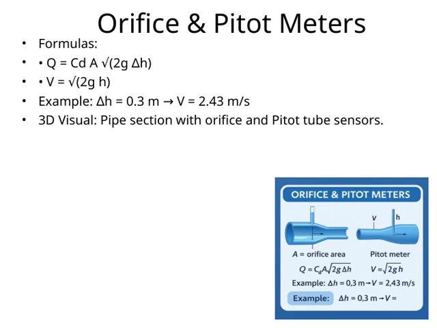In the 3D visual, you can see a pipe section with the orifice plate and Pitot tube sensors attached. These devices measure pressure differences to determine flow characteristics. Understanding these formulas and visual cues is crucial because they form the basis for accurately measuring flow in various applications, tying into our overall theme of fluid measurement techniques.